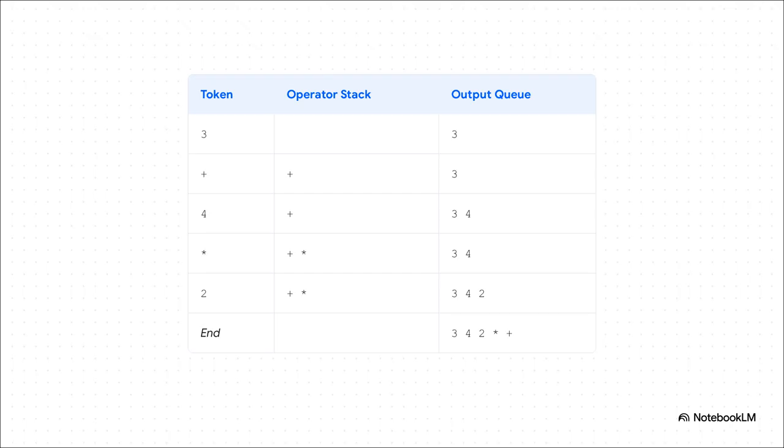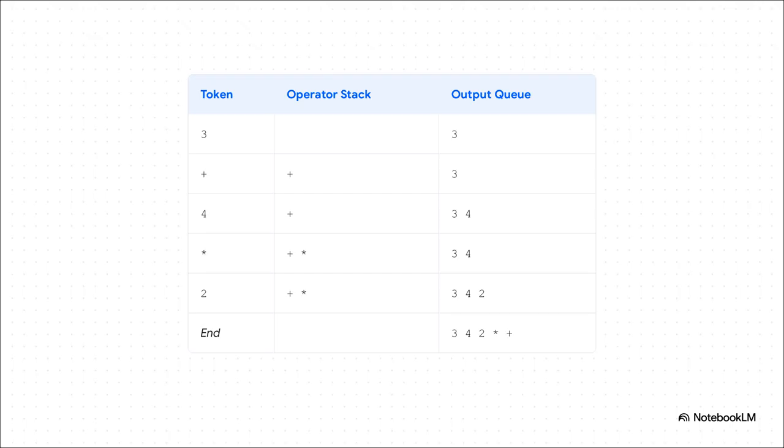Now it gets interesting. We hit the multiplication times symbol. We have to look at our operator tray. It has a plus on it. And here's the crucial rule. Is the new operator more important? Does it have higher precedence than what's on the stack? Yup, multiplication beats addition. So we can just push the times right on top of the plus. Next is the number 2. Off to the output it goes.